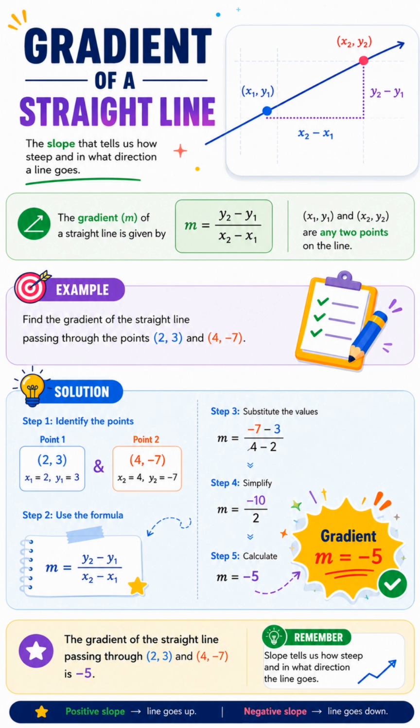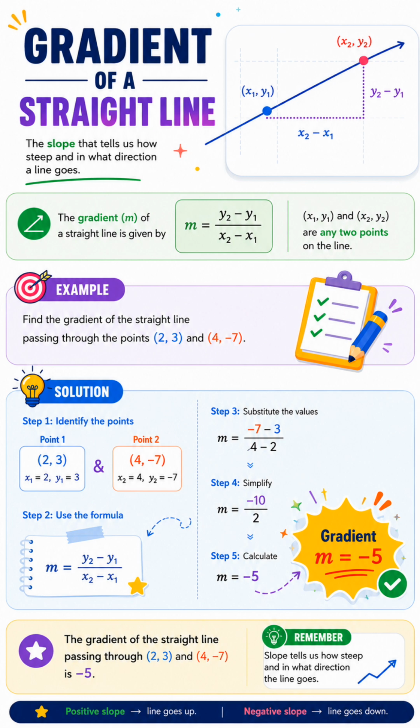For example, for the points (2, 3) and (4, -7), to get the gradient, just substitute. We have m equal to (-7 minus 3) all over (4 minus 2), which can be simplified to -5. So the gradient is -5. A negative gradient means the line goes downward from left to right.